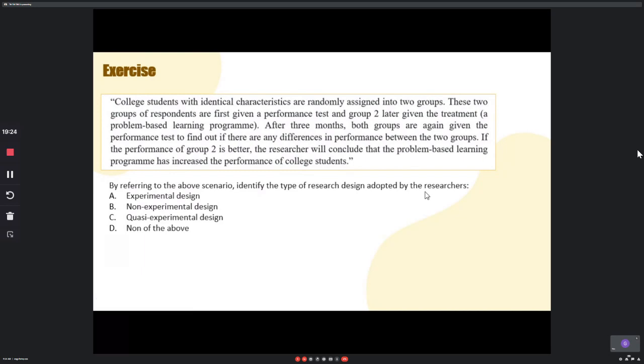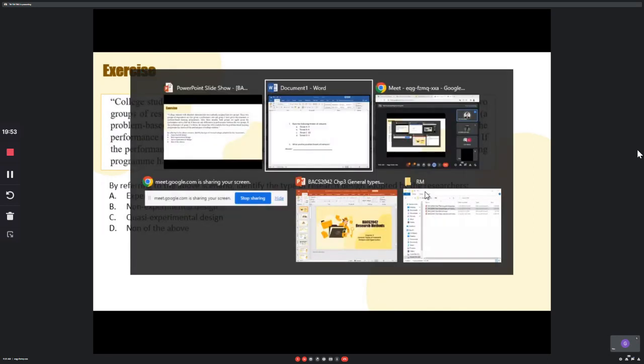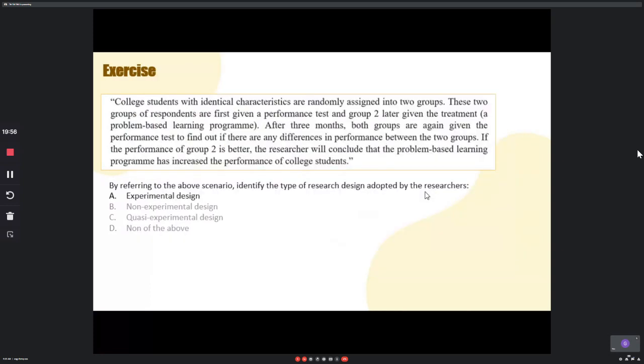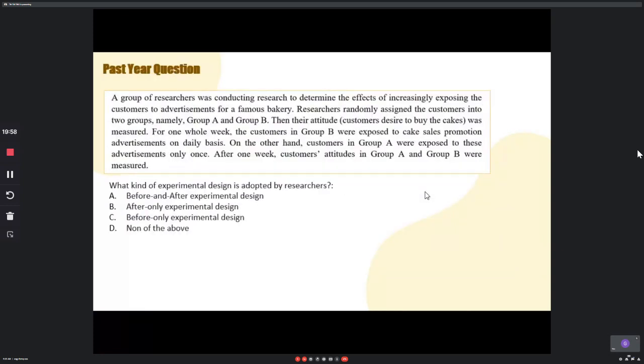Experimental design, non-experimental design, quasi-experimental design, or none of the above. Which one? Okay, someone answered A, experimental design. Obviously, this is not a non-experimental design, right? This is an experimental design. The answer is A. Okay, let's take a look at another past year question.